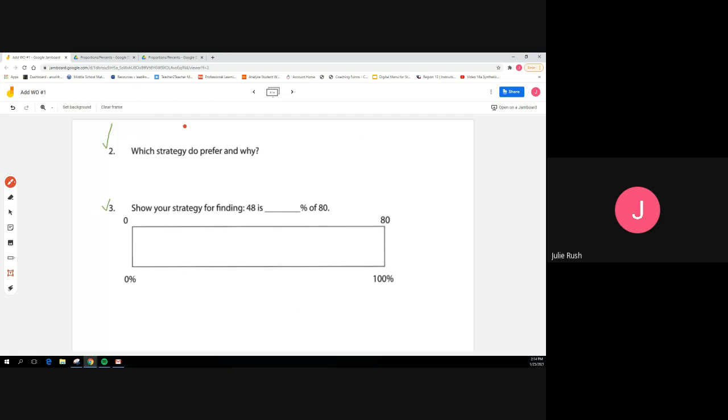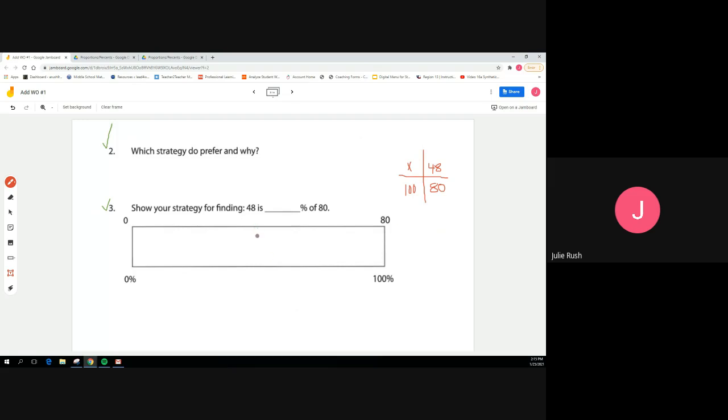All right, we're ready to check problem number 3. It says show your strategy for finding 48 is what percent of 80? And so what percent is always x over 100, like so. 48 is 48 on top of 80, 80 on the bottom. I went straight to half.